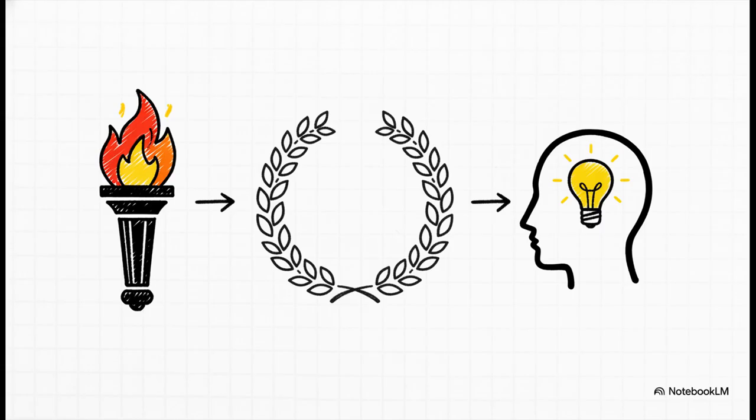The absolute genius of the enthymeme is that it makes the audience participate in their own persuasion. By leaving out the obvious premise, the listener's brain fills in the gap, and that makes the conclusion feel like it's their own personal discovery.